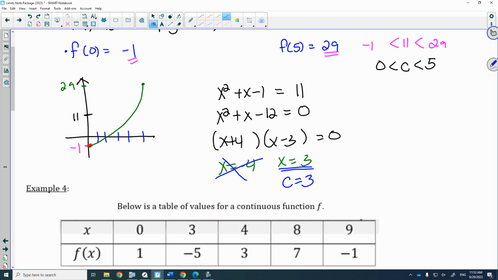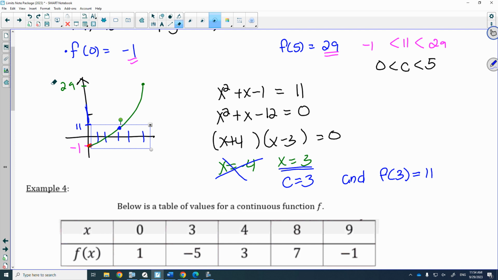So at 3, I guess it would be down here, that y value would be 11. So at 3, the y value is 11. So we would say c is equal to 3 and f of 3 is equal to 11.